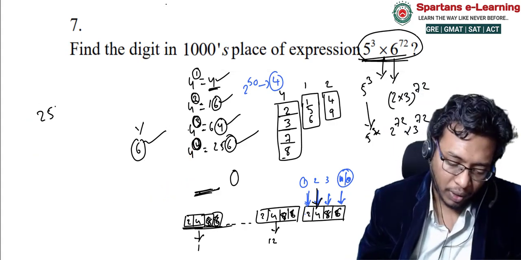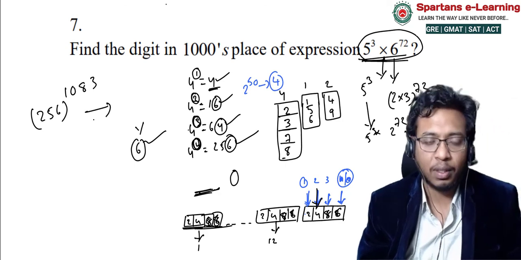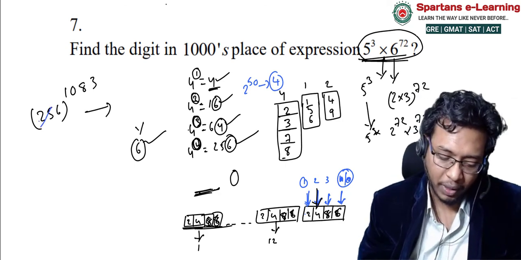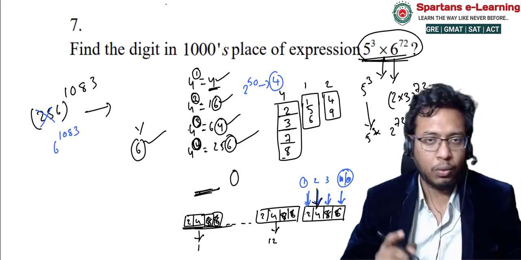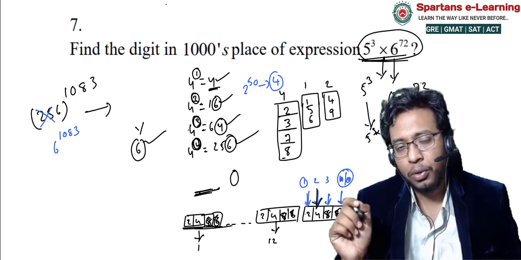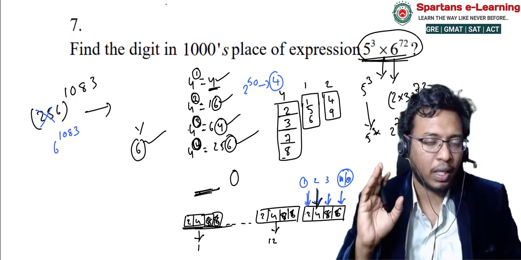I want to find the units digit of 256 whole power 1083. So again, as I told you, first step, cancel this. You are left with 6 power 1083. I told you 6 will have cyclicity of 1. Why? Because 6 power anything you take, the last digit will be 6 only.